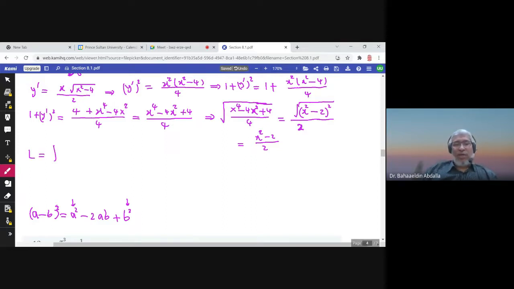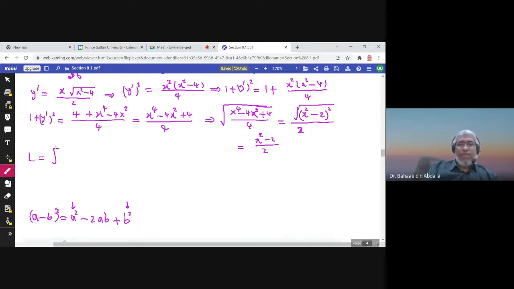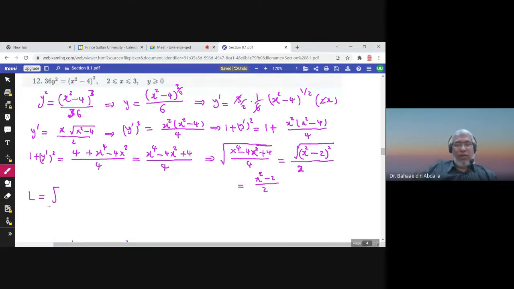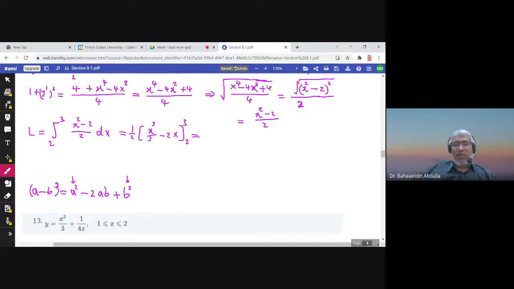So L would be the integral from 2 to 3 of square root of 1 plus y prime square, which is this one, x squared minus 2 over 2 dx. And this is very easy. I can take the half out, and x squared, the integral is x cubed over 3, and the integral of 2 is 2x, and find the value of the integral. Replace x by 3 minus replace it by 2, and find the answer. So that is the arc length.